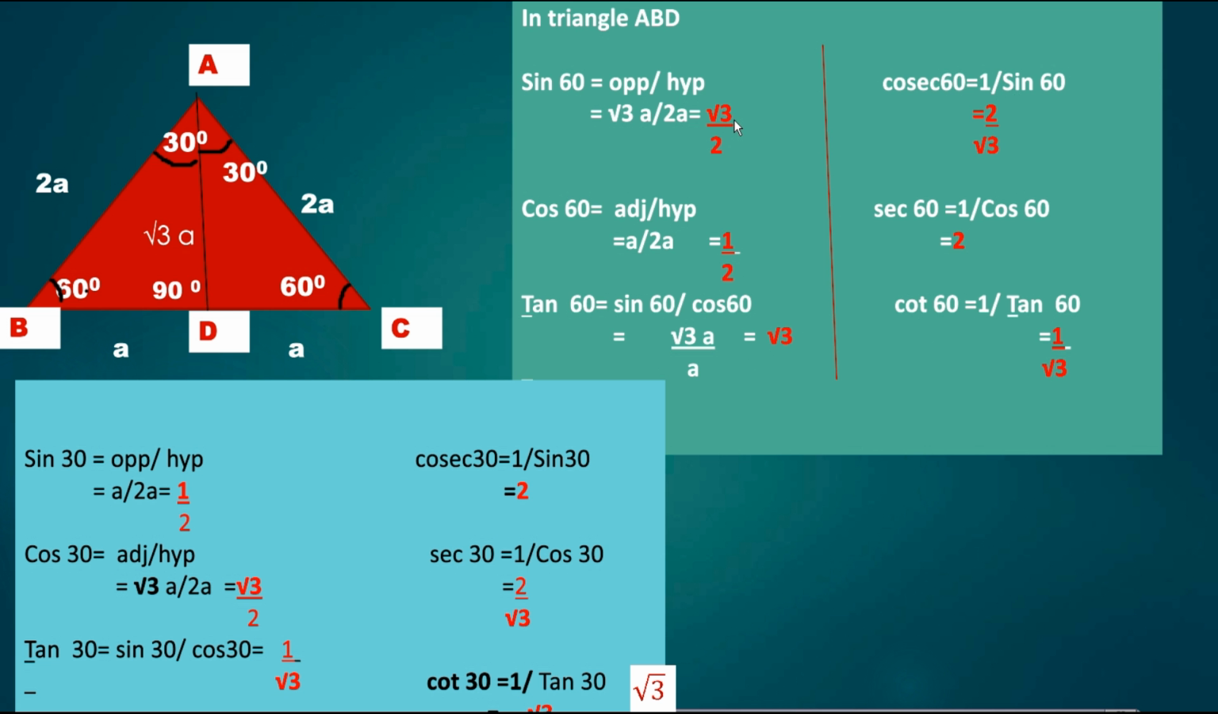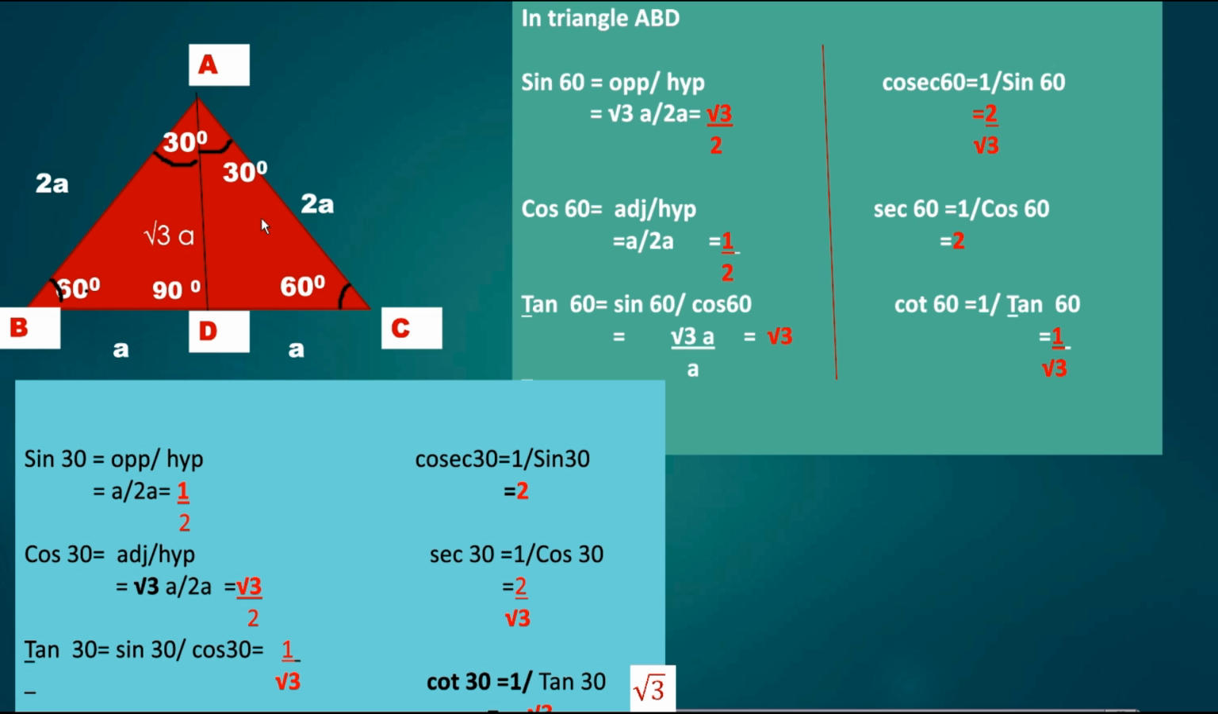Then cosec 60. Cosec 60 is 1 by sin 60. Sin 60 root 3 by 2, therefore cosec 60 2 by root 3. Sec 60 is 1 by cos 60. Cos 60 is 1 by 2, therefore sec 60 is 2. Then cot 60 is 1 by tan 60. Tan 60 root 3, therefore cot 60 is 1 by root 3.